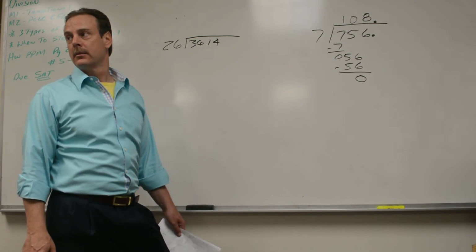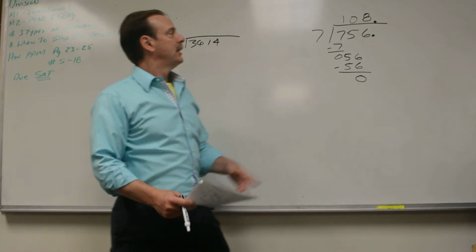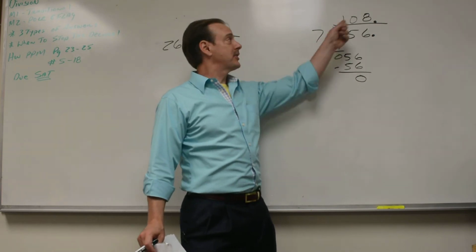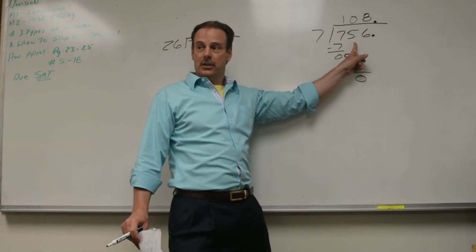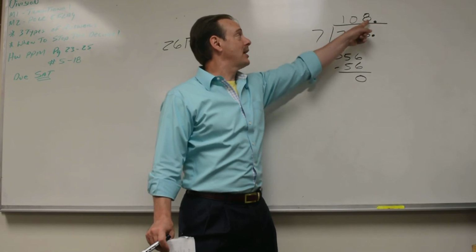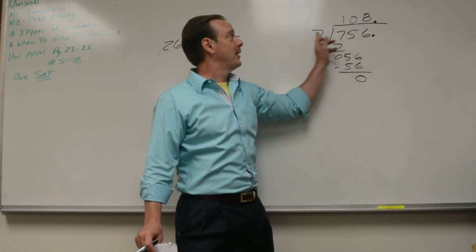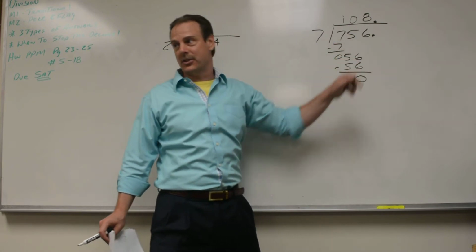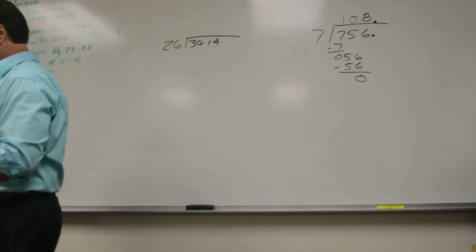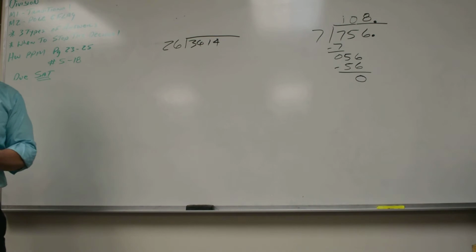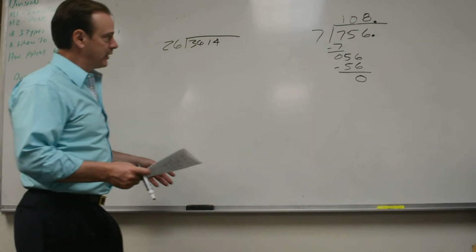Now, if we wanted to check this, couldn't we multiply this times this and get this answer? Yes, because if you did it right, that should be correct. So 7 times 8 is 56, 6, 5. 7 times 0 is 0, plus 5 is 5. 7 times 1 is 7, 756. Worked out. Did that one right. Make sense? All right, let's try the next one.